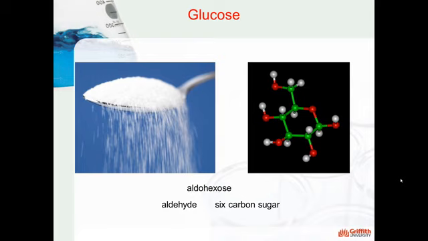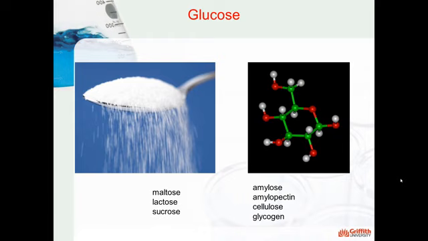Glucose is a component of the disaccharides maltose, lactose, and sucrose or table sugar. And glucose is the building block of many polysaccharides, including amylose, amylopectin, cellulose, and glycogen.